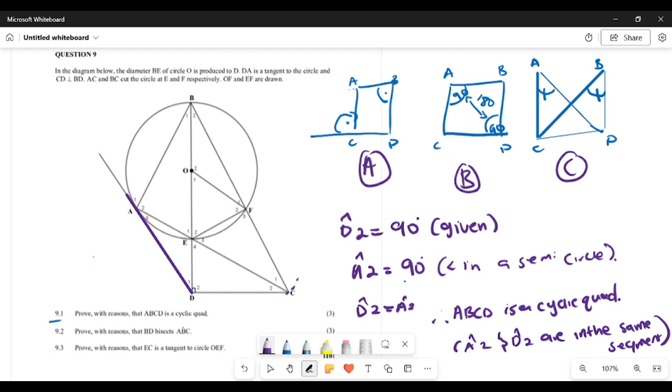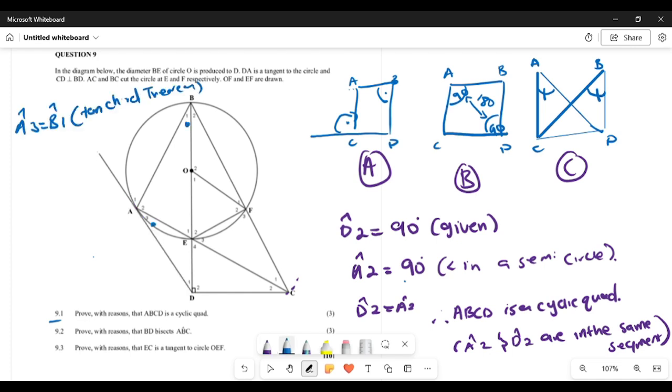So I'm going to start by mentioning that A3 is equal to B1, tan chord theorem. That will be my reason, right? Now let me just erase here. So I said A3 is equal to B1. My reason is tan chord.